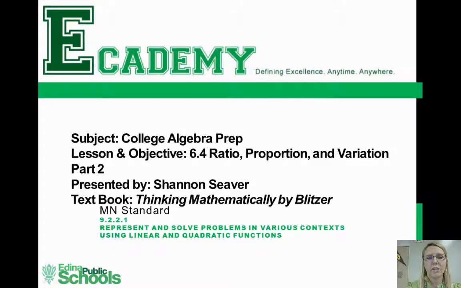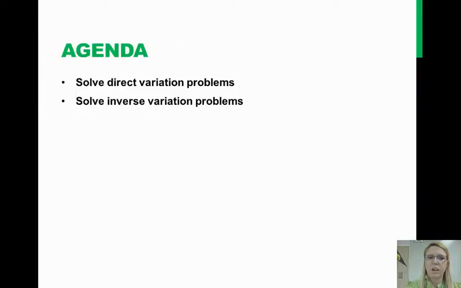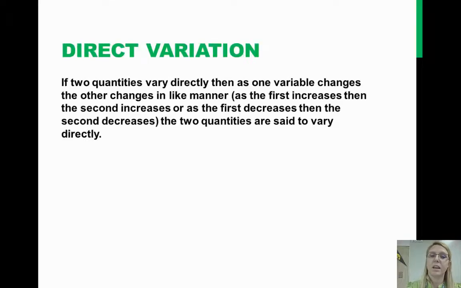Today we're looking at 6.4b, part 2 of ratio, proportion, and variation. On our agenda today is to solve some direct variation problems as well as some inverse variation problems.